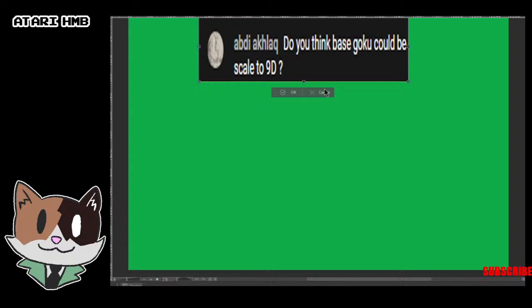Abdi Aklak asks a question. Do you think base Goku could be scaled to 9th dimensional? Well, considering you're talking about 9th dimensional in the sense of multiverse scaling hierarchies and not 9th dimensional as in a 9th dimensional being, that question all depends on the cosmology.